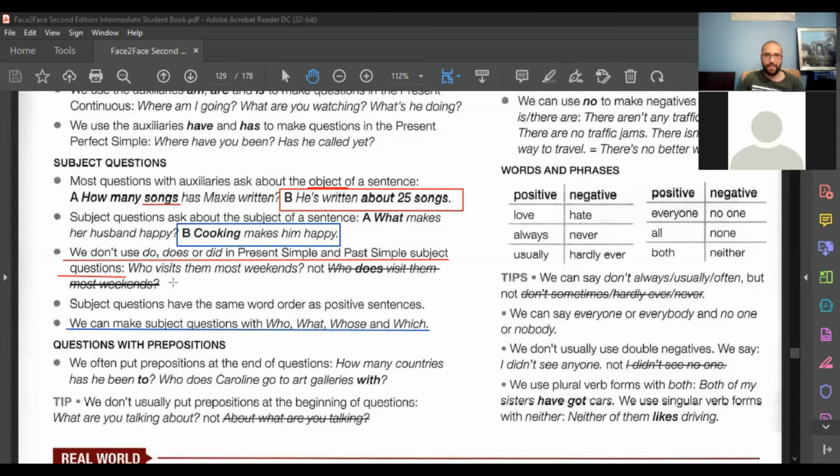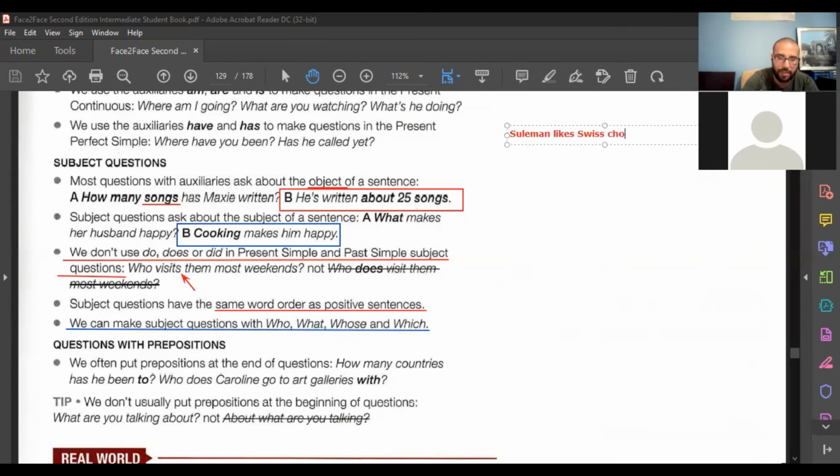And the next thing, it says they have the same word order as positive sentences. Take a look at these two examples. Do you like Swiss chocolates? Who doesn't like this? Very good answer. Now look at these two questions. What does Sulaiman like? Who likes?